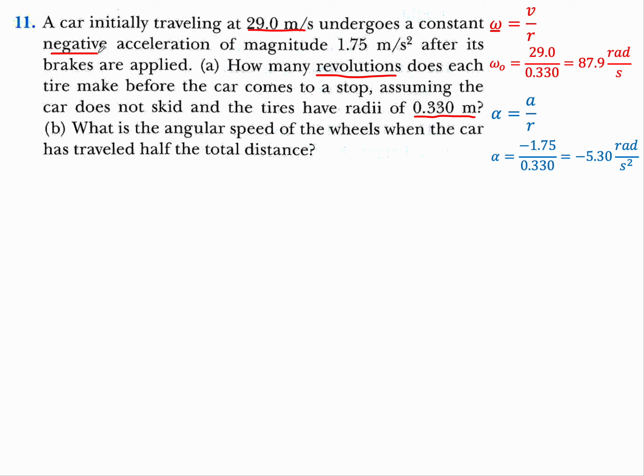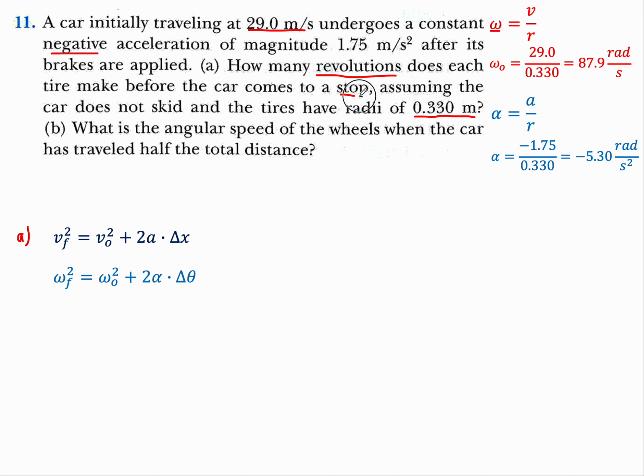Notice that we don't have the time required for the car to come to a stop. I know we could find that using the initial velocity and the acceleration, but why not go ahead and use this equation again for part A, the one that does not require time, and just translate it into its rotational equivalent. In this case, we can plug in all of our numbers.